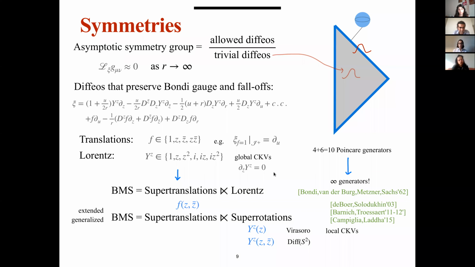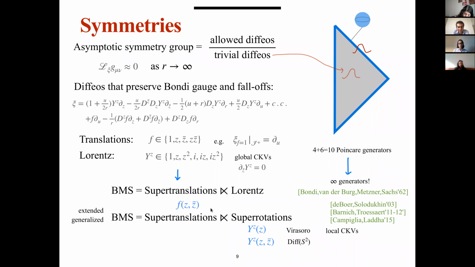But to the great surprise of Bondi, van der Burg, Metzner, and Sachs, and probably everybody else around that time, this is not all they found. Instead, they got infinitely many generators for the asymptotic symmetry group. And this is now known as the BMS group. And so what happens here is that rather than having f be a constant or a specific function of z and z̄, we allow f to be an arbitrary function. And an arbitrary function on the sphere then gives us infinitely many more choices.